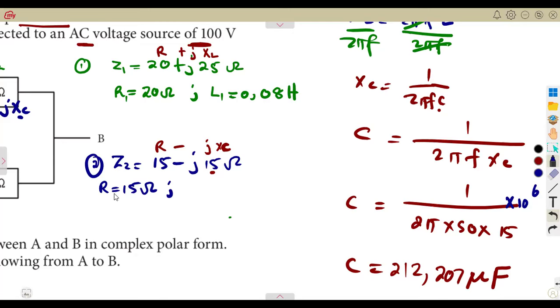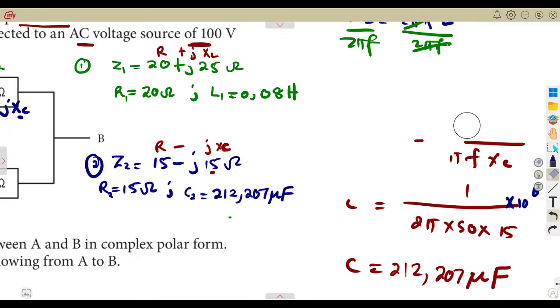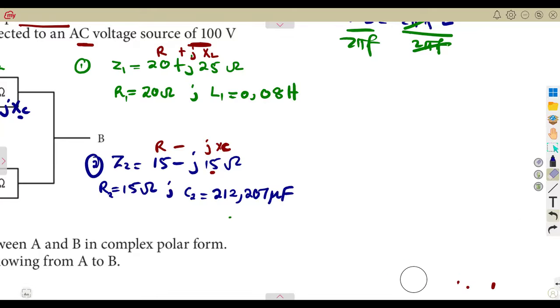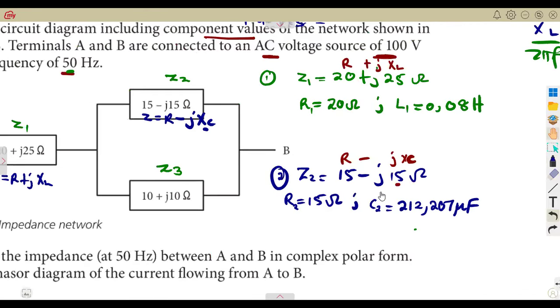So our capacitance, I'm just going to write C2, since it's component 2 that we are talking about. So it is 212.207 microfarad. That's it. From the XC, we can calculate the capacitance. Let's see the other component.